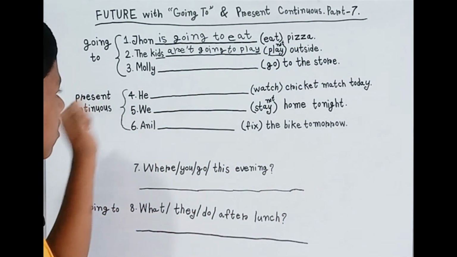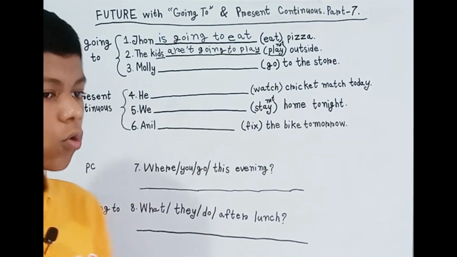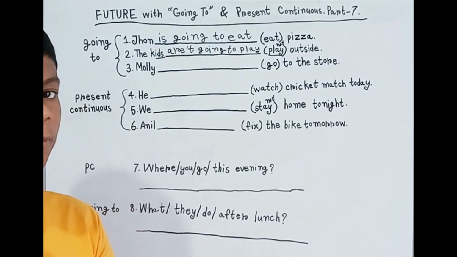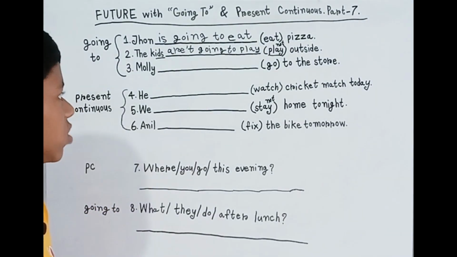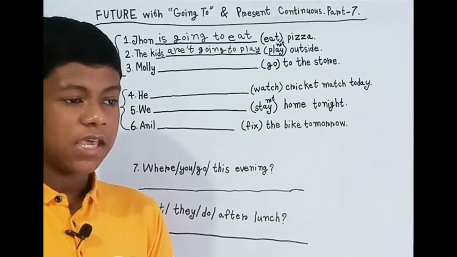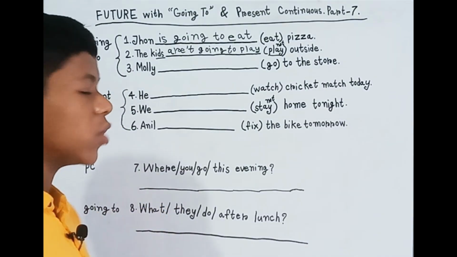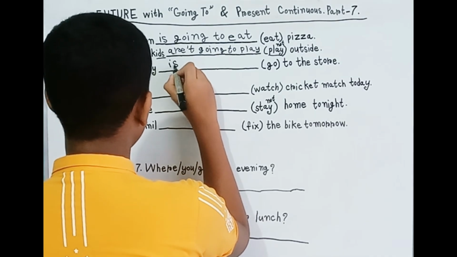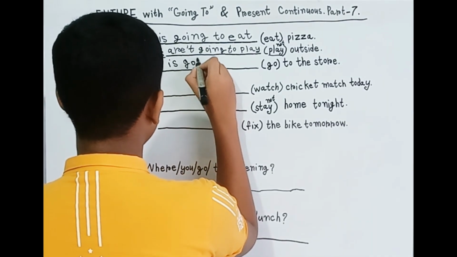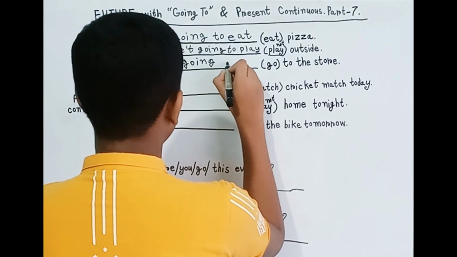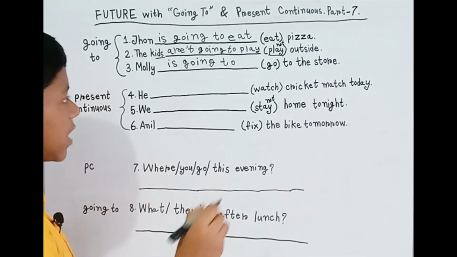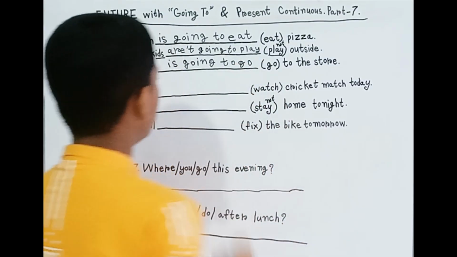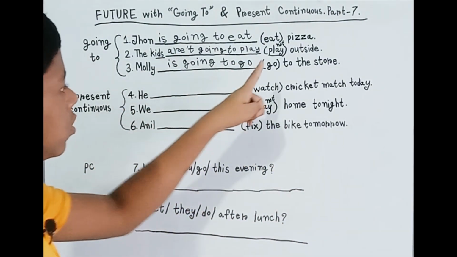The next is: Molly blank go to the store. So here not isn't added, so we must transfer it into the positive. So what will it be? Molly is going to go to the store. Let me write this. Molly is going to, then we have to write the verb, go. So Molly is going to go to the store.